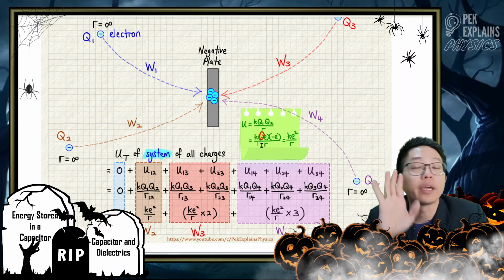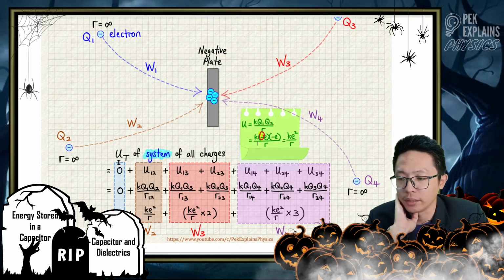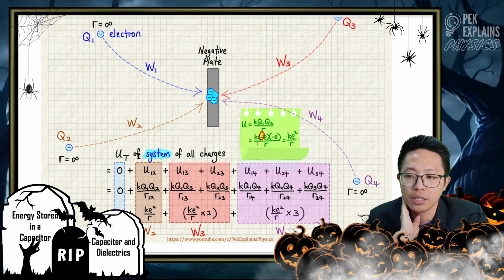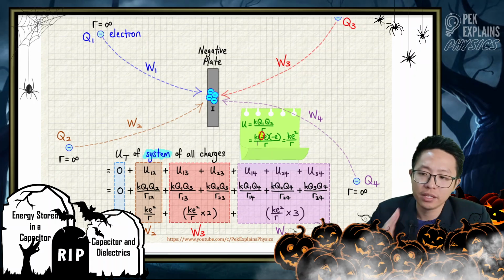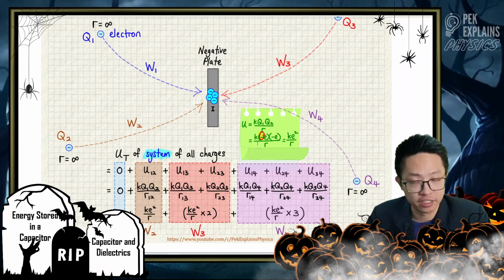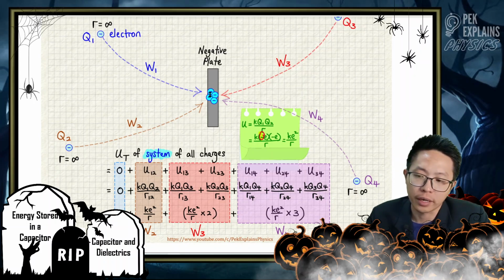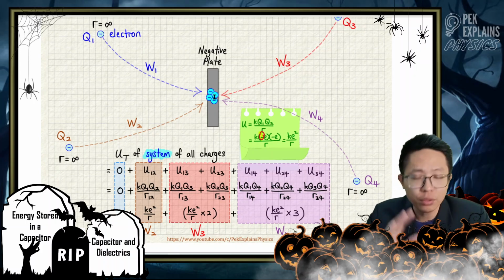Now look at them one by one. To find the electric potential energy of the system, we talk about a system because we have many charges gathered at the negative plate. Since we have a few charges, we look at how they interact with each other, but we look at them one by one.